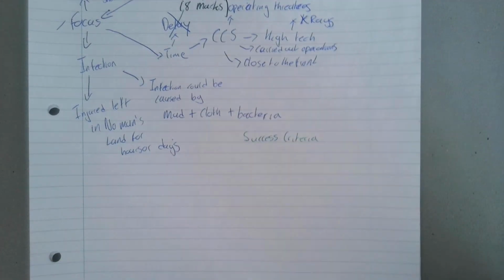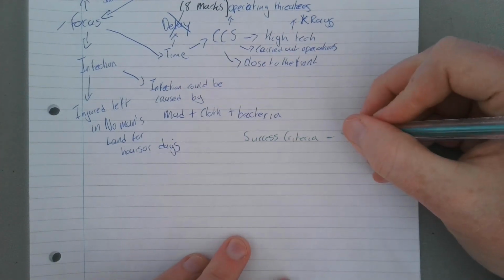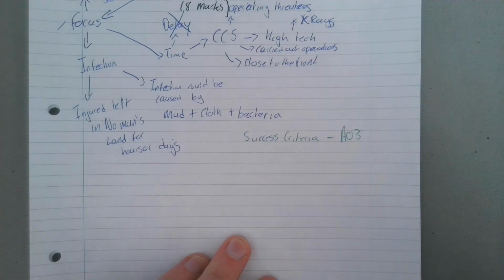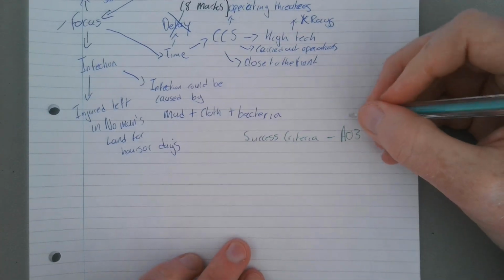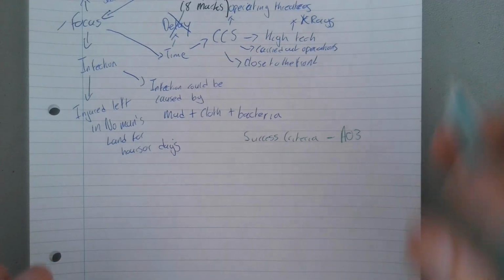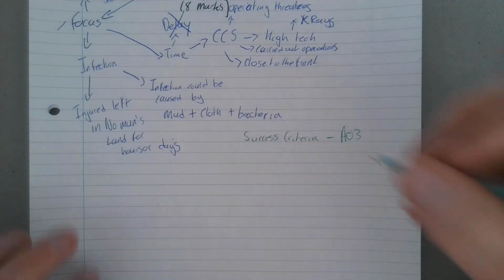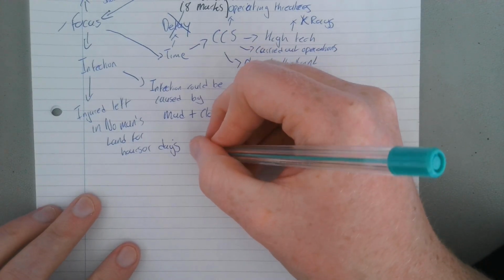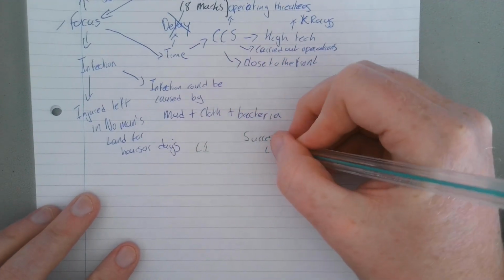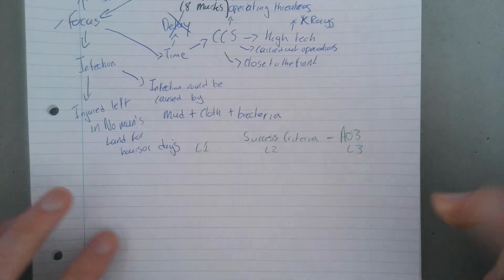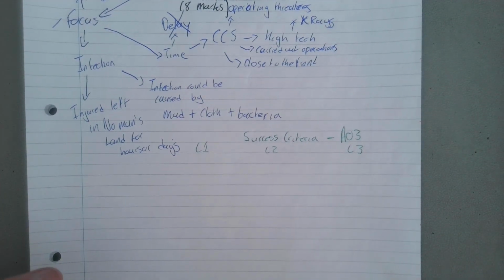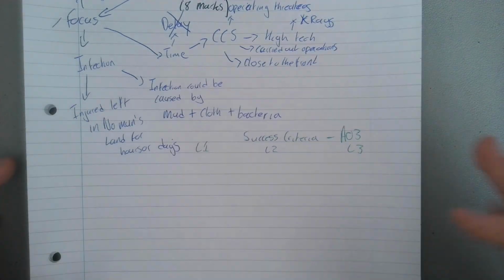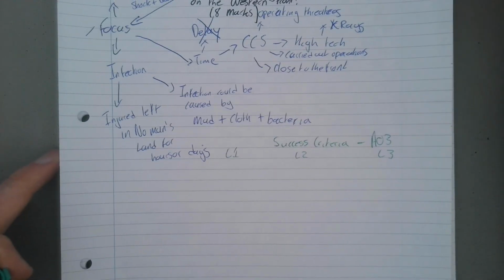Okay, and this is scored in something called AO3, or Assessment Objective 3. The way that they do this is they score this in level 1, level 2, and level 3. So in other questions you might have done, it might go up to level 4. It doesn't with this particular question. The highest level is level 3.